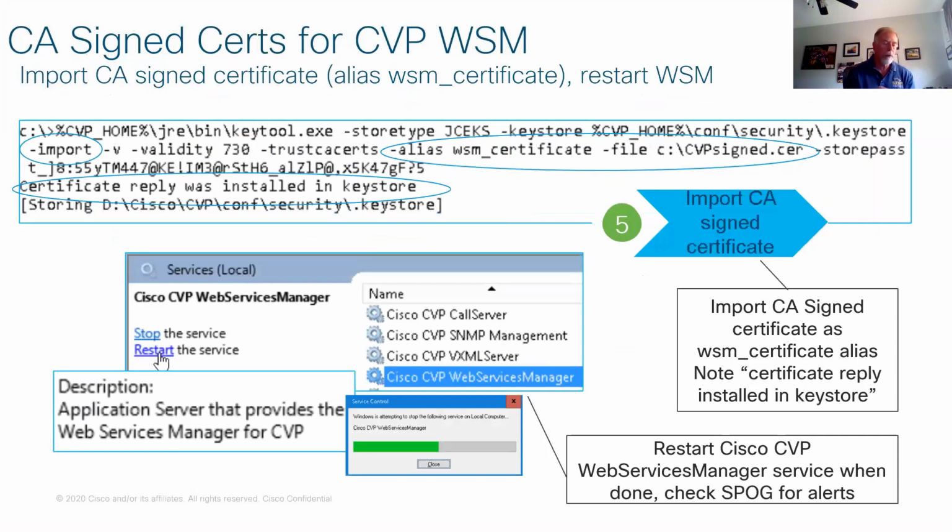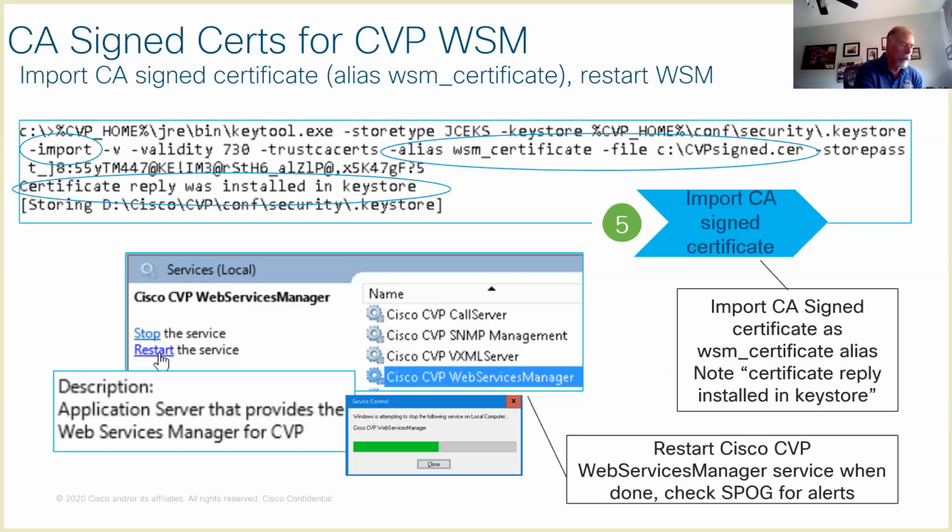If I had intermediary certificates, I'd want to import those in between the root and the CA signed cert. Final step though here, going to import the CA signed certificate as the alias WSM certificate. Remember the CA certificate got imported as an alias of root. The CA signed certificate is going to need to get imported as an alias of WSM certificate. So basically the same keytool command trying to import into a keystore.